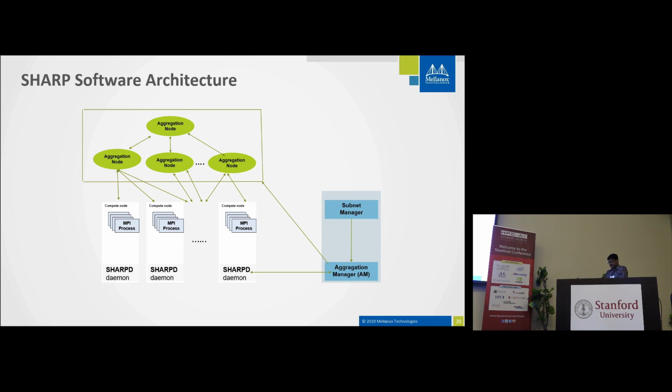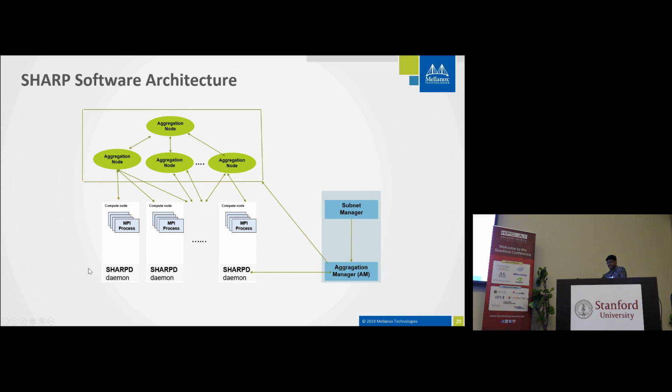So in the fabric, what are the software components we have for Sharp? There are a couple of daemons needed for Sharp support. On the subnet manager, you need to run the aggregation manager daemon, which is a central entity which controls the Sharp resources in the fabric, such as allocation of the groups and allocation of the buffers and so on.